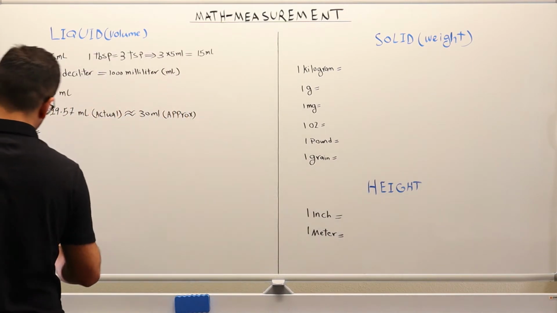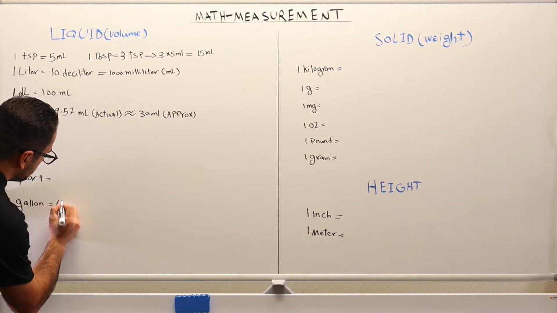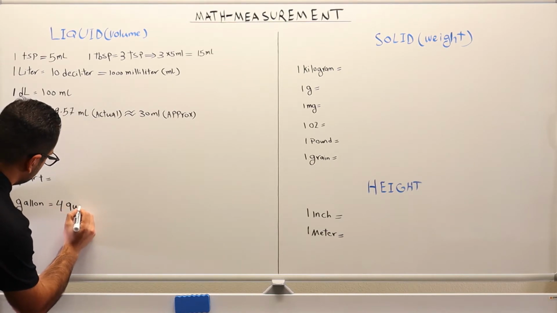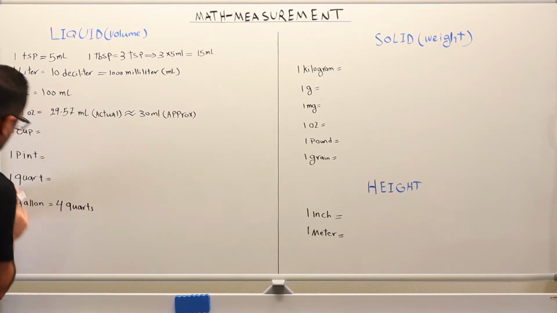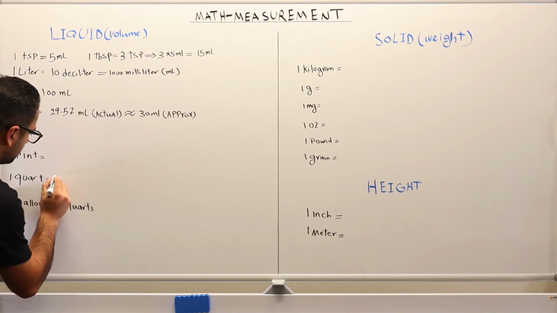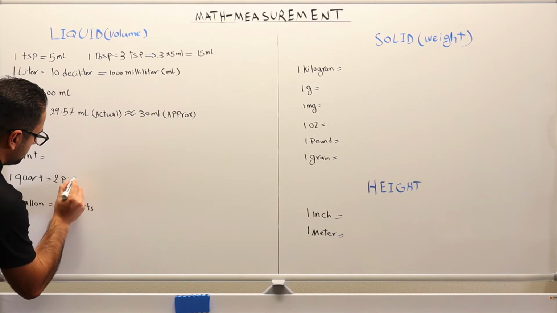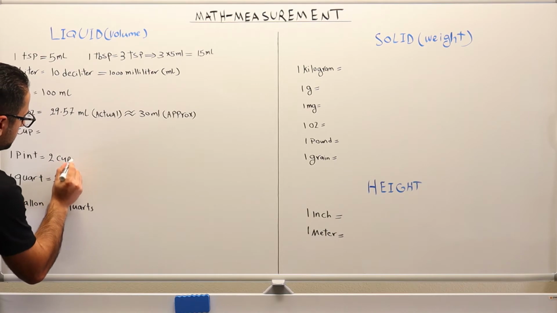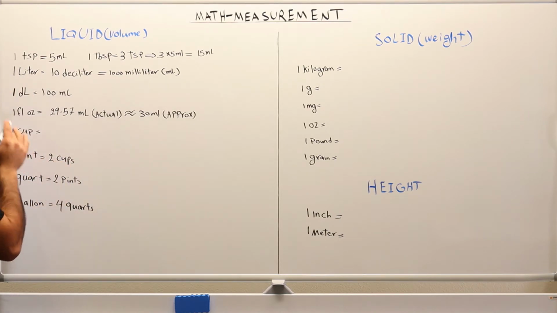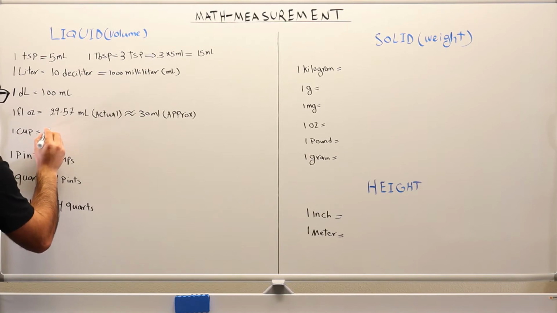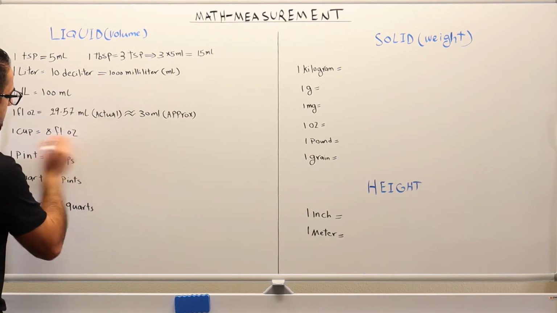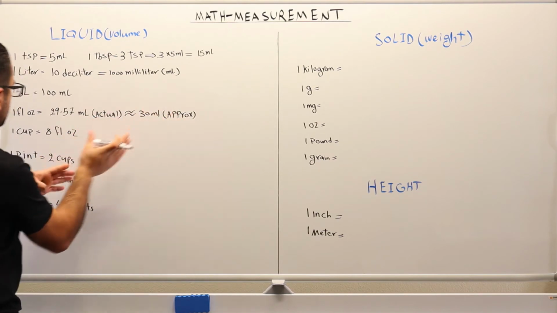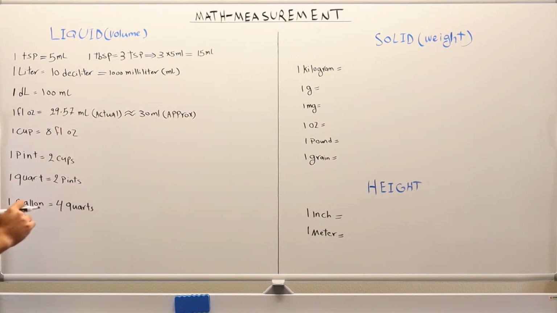So starting with a gallon, 1 gallon is basically equal to 4 quarts. And 1 quart is actually equal to 2 pints. And 1 pint is actually equal to 2 cups. And 1 cup is actually equal to 8 fluid ounces. And because we have an actual and an approximate, we're going to have an actual and an approximate for each one of these unit measurements as well.